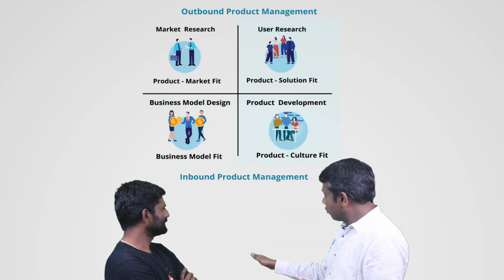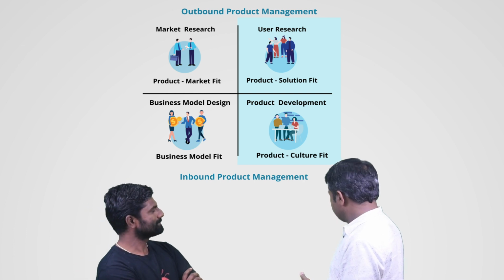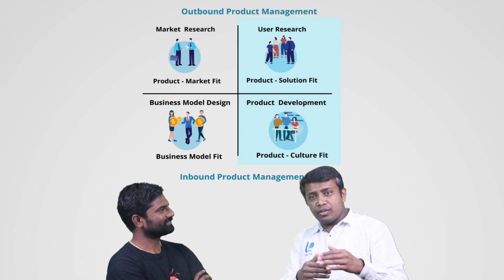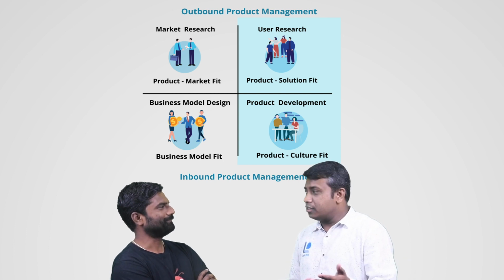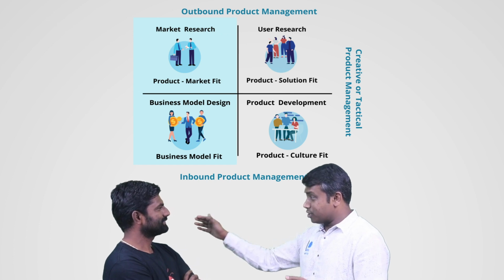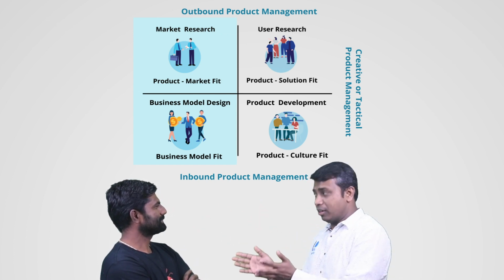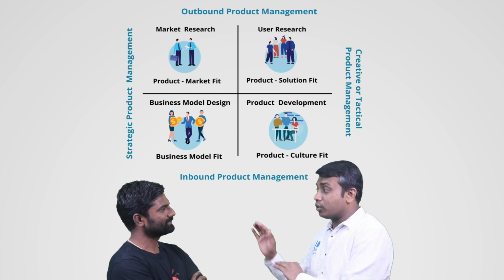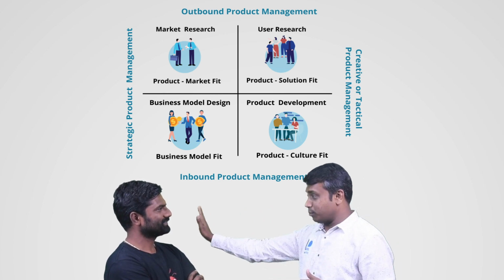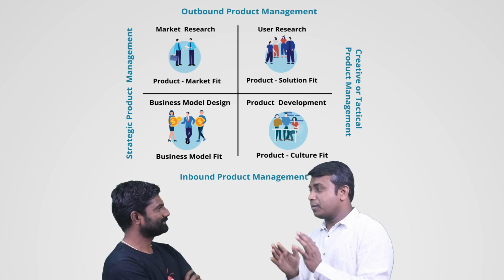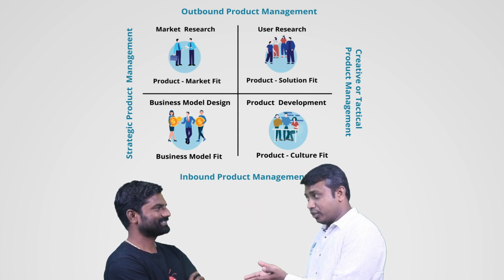And if you look at the right hand side, we have users and the developers. So these are the activities that happen on a daily basis. This is more of a creative or tactical work. Because on the other side, it's more of strategic work, which may not happen every day, but you do look at it quite frequently. So that is strategic product management. So this entire function is product management. It's a job function.